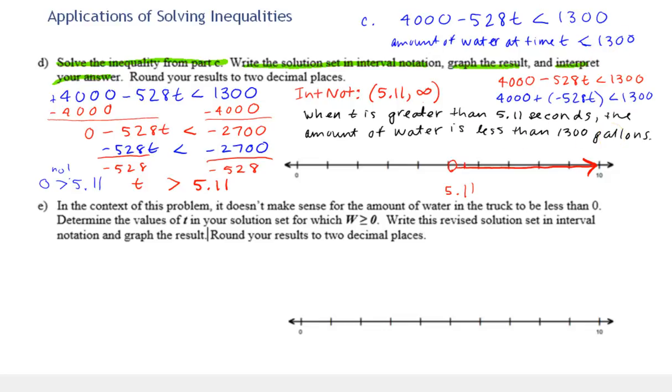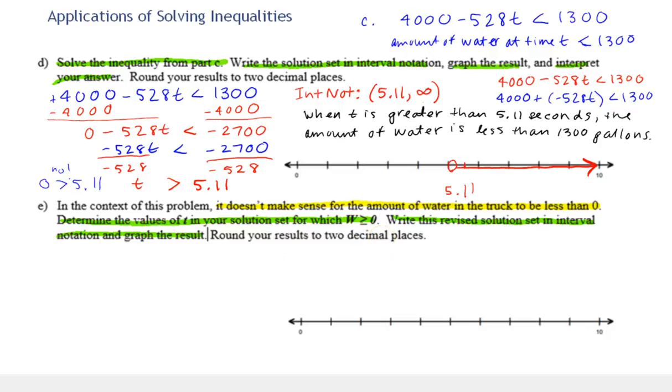Let's look at the next one. Now, in the context of this problem, it doesn't make sense for the amount of water in the truck to be less than 0. So that's some information. We'll talk about that in a second. So determine the values of t in your solution set for which W, the amount of water in the tank, is greater than or equal to 0. Then we're going to write this revised solution set in interval notation and graph the result. We'll round to 2 decimal places as needed.